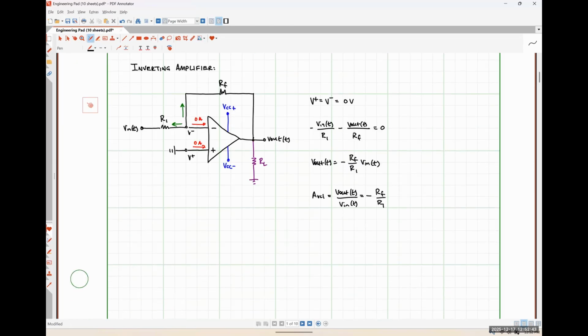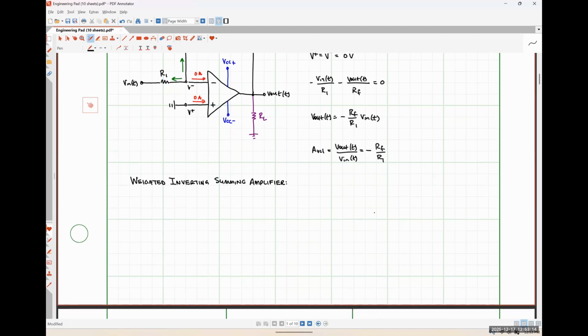So, weighted inverting summing amplifier. Ooh, goodness, that got away from me. All right, so starting with the basic op-amp circuit.